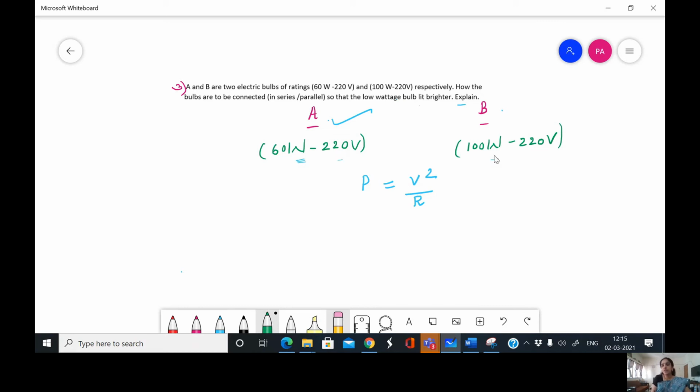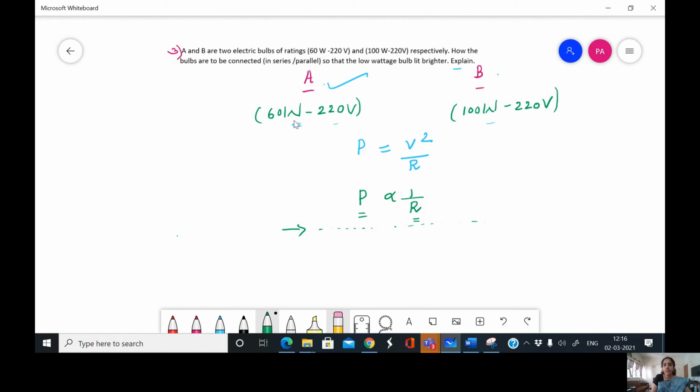So here, V is the same for both. So I am writing now P proportional to 1 by R. You can write a sentence here: this relation shows power and resistance are inversely related. Now if you look at this, power of A is less than power of B. Therefore, resistance of A, what is the relation between power and resistance? Inverse relation. So you write resistance of A is greater than resistance of B.